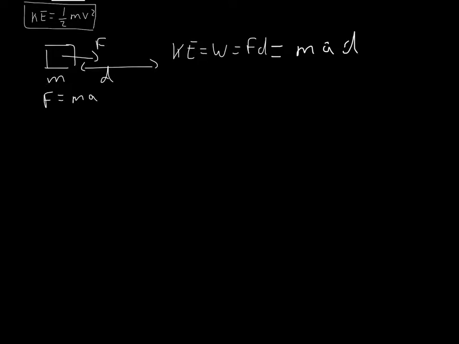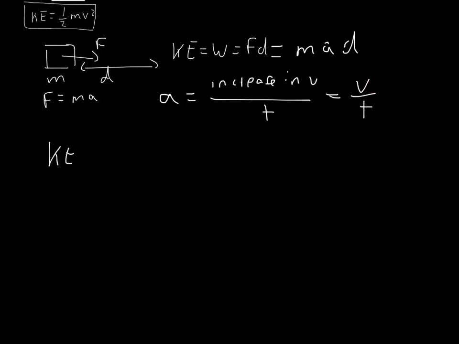Well, acceleration is the increase in speed, remember? Increase in speed over the time. But it turns out that the initial speed of this box is 0, so the increase in speed is just the speed. So the acceleration is just v over t. And that makes me happy because then I have acceleration in terms of v. So now I can rewrite my formula and I have that the kinetic energy equals mass times the acceleration, which is v over t, times the distance. And now we're almost there.